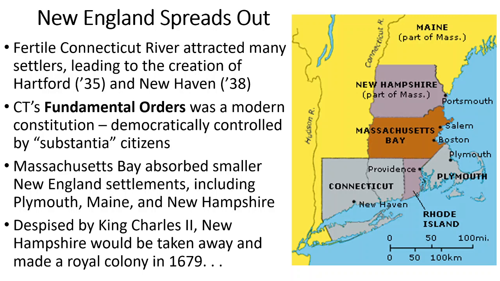So Massachusetts Bay for a long time controlled all of those colonies that you see in that picture. They absorbed New Hampshire, they controlled Maine all the way to 1820 actually. They controlled Connecticut and Plymouth. Of course, Rhode Island eventually broke away, but all those areas were actually controlled by Massachusetts.